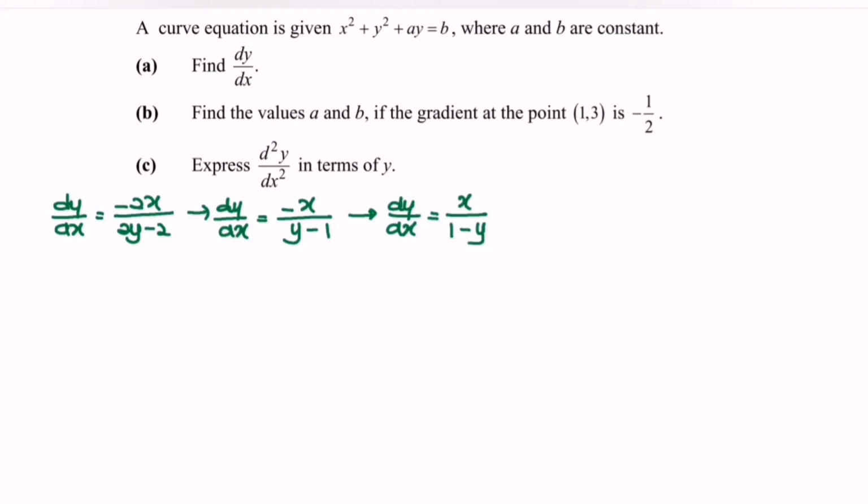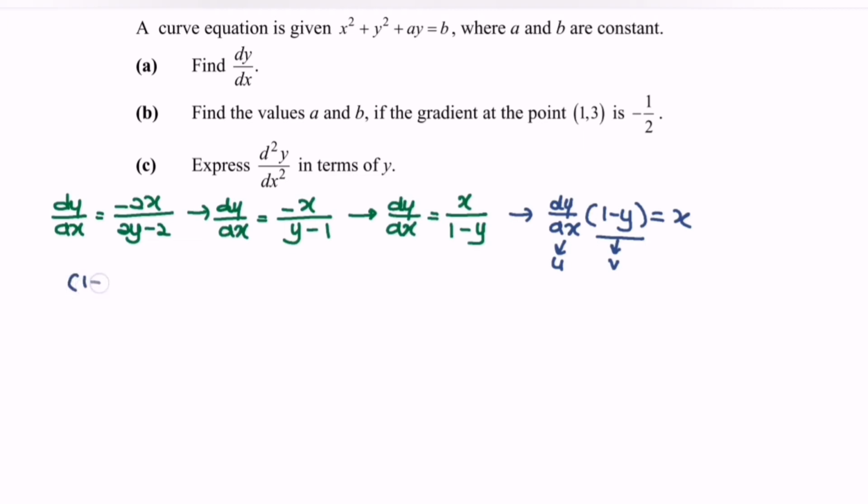My suggestion is to cross multiply so that dy/dx multiplied by (1 minus y) equals x, so that we can avoid the quotient rule and make use of the product rule to find the second derivative. Let dy/dx be u and 1 minus y be v. Now we use the product rule to find the second derivative.